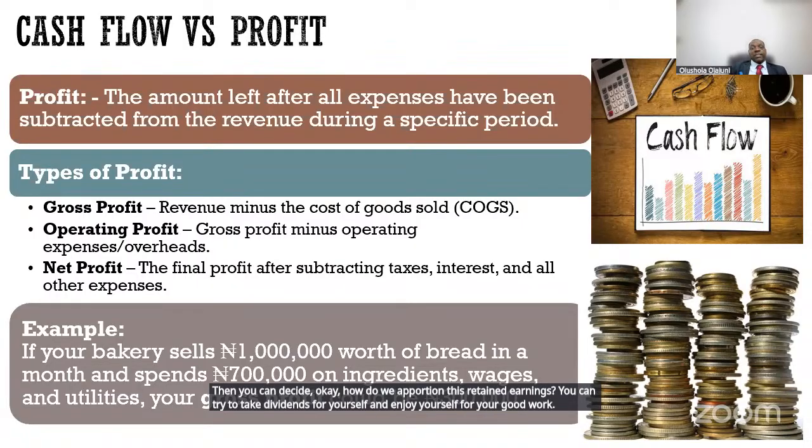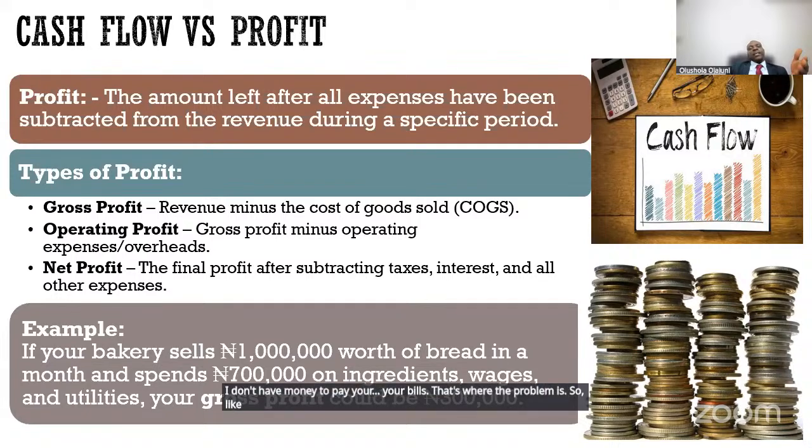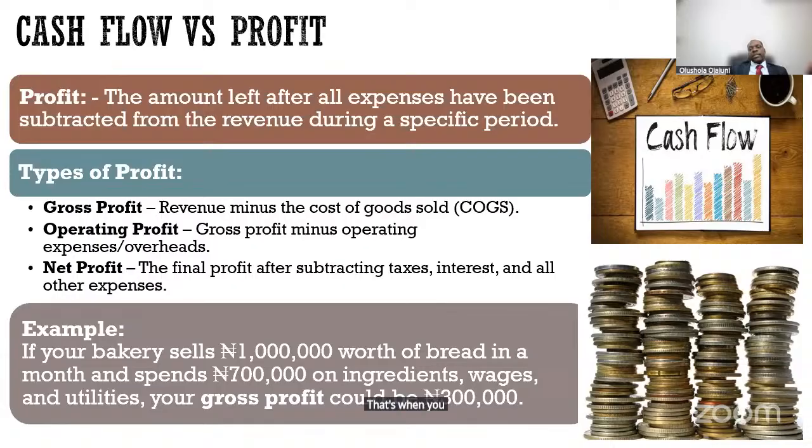So, but profit should be different from what? Your cash flow. Another thing we need to note is that profit can be paper-based. You can be profitable on paper and not have money to pay your bills. That's where the problem is. So like I was saying, types of profit, we have gross profit. That's when you take revenue minus cost of goods sold.